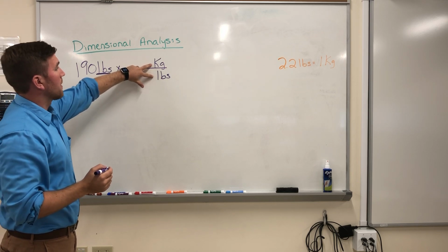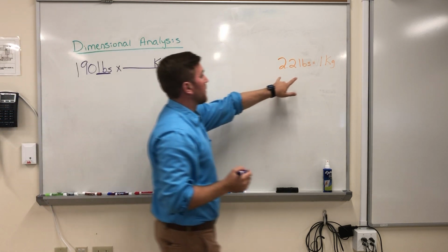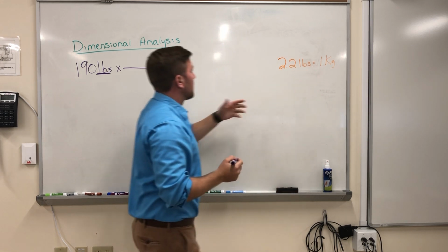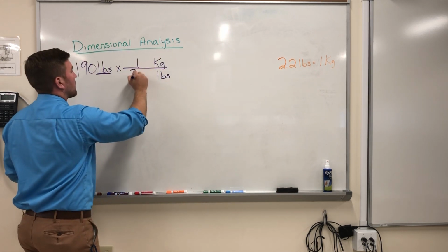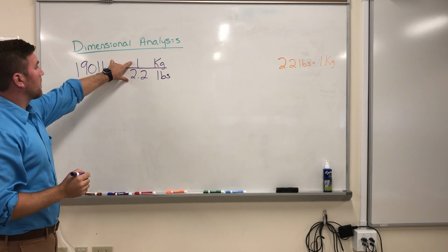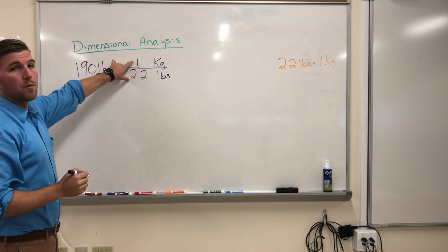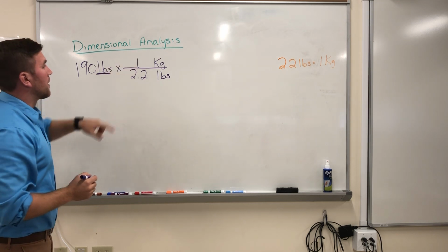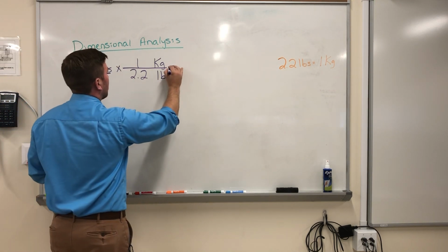So now when I look at this, I can come over to my conversions and say, oh, 1 kilogram is 2.2 pounds. So now I've got my ratio filled in. It's always a 1-to-1 ratio. They're equivalent to each other, and I can do my math.